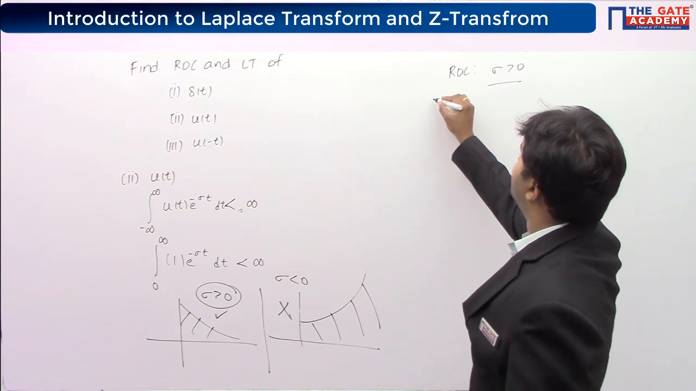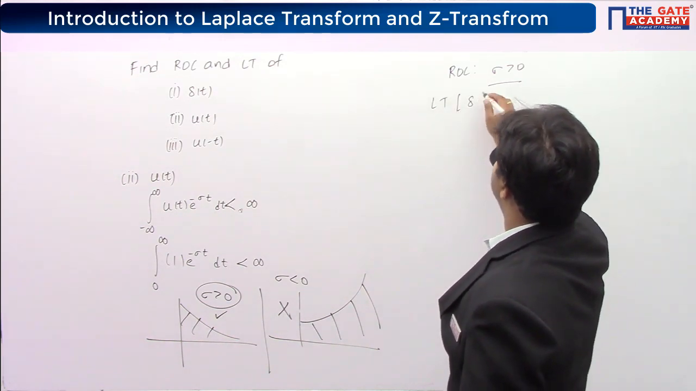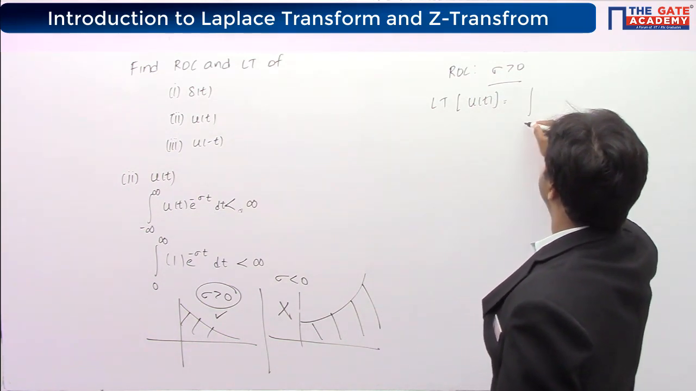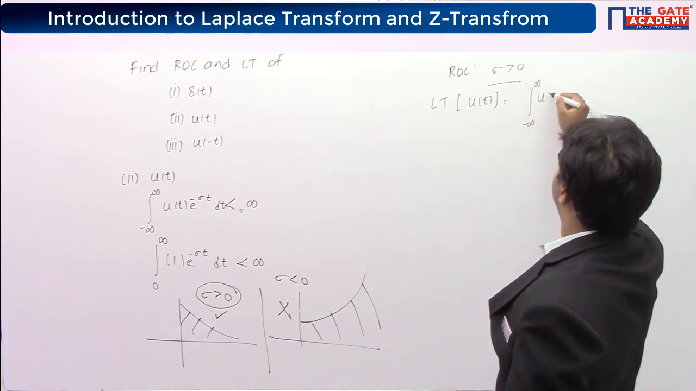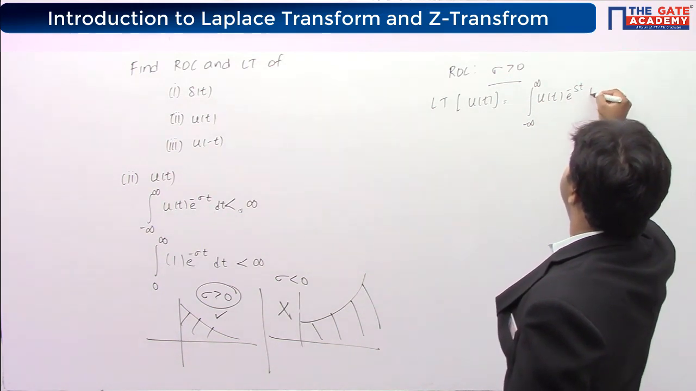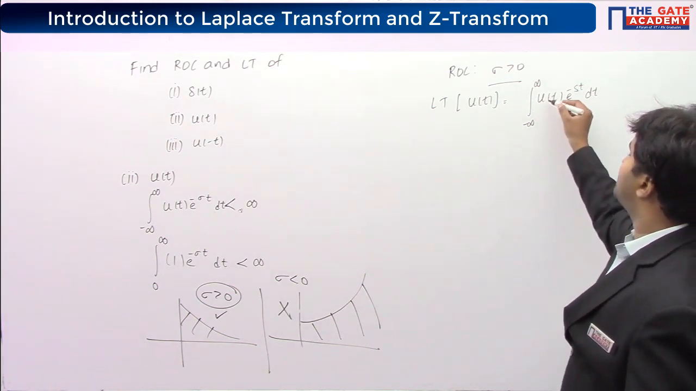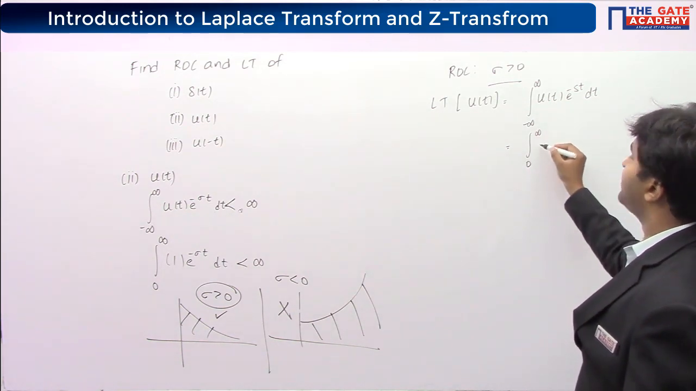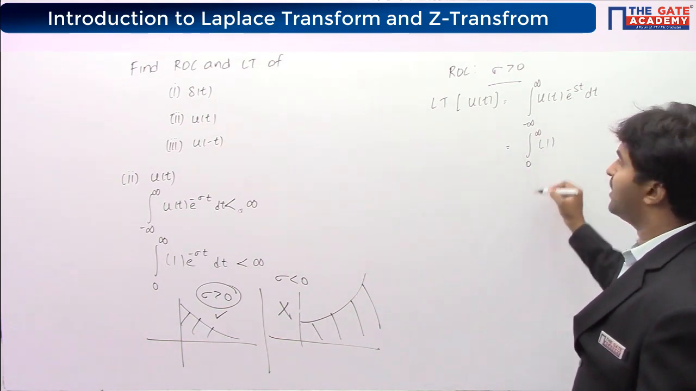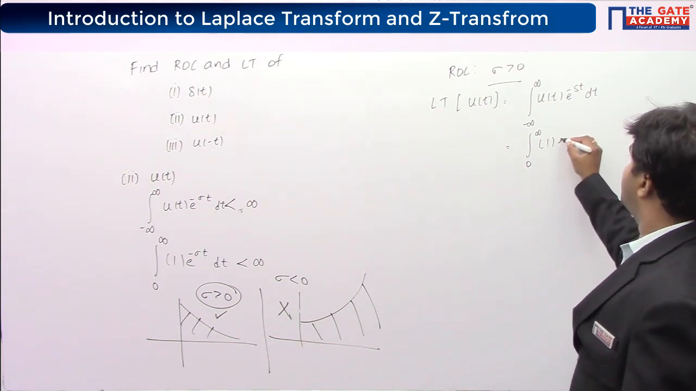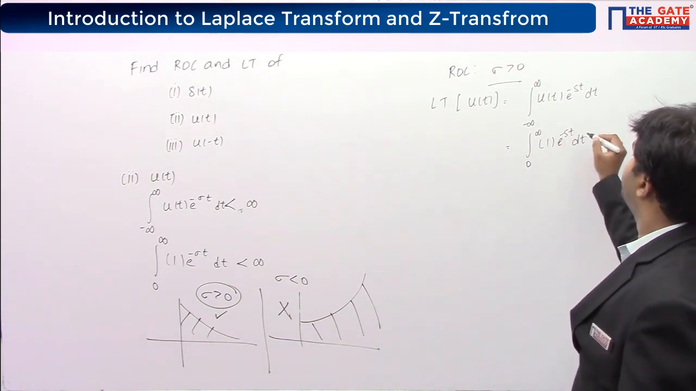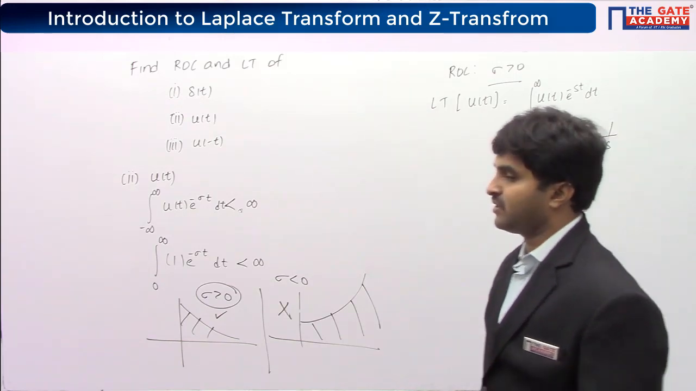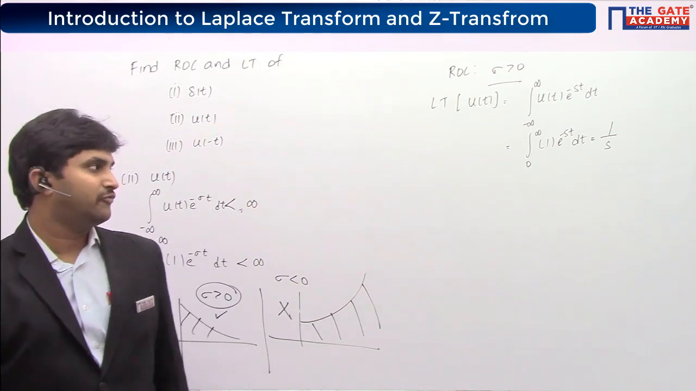Now let me find the Laplace transform. The Laplace transform of u of t is the integral from minus infinity to infinity of u of t e power minus st dt, correct? Because of the presence of u of t, this reduces to 0 to infinity. The value of u of t becomes 1, so we have e power minus st dt. If you solve it, this is going to be equal to 1 by s.